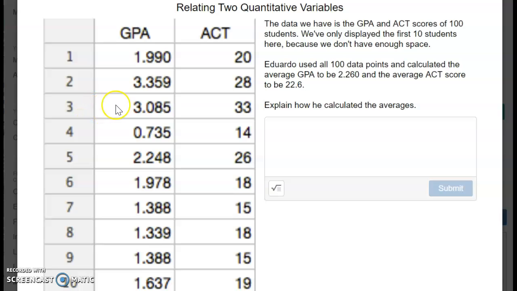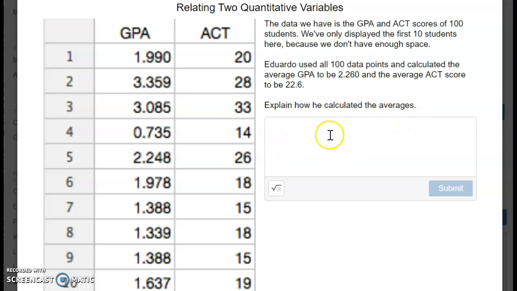So different students are represented by different data points. Just like the robots in the previous Desmos exercises, it had different information. It had the eye distance and the height. But this time we're talking about students having their GPA and their ACT. Okay, so Eduardo used all 100 data points to calculate the average of GPA to be 2.260 and the average ACT score to be 22.6. Explain how he calculated the average.